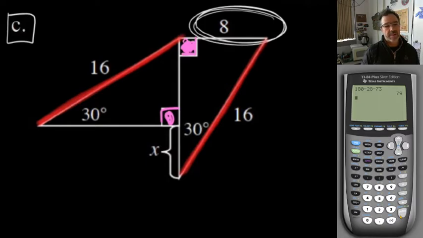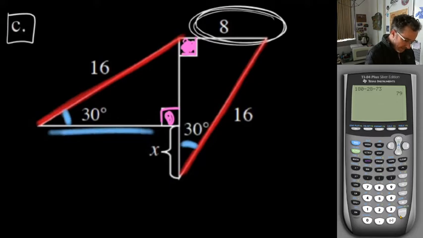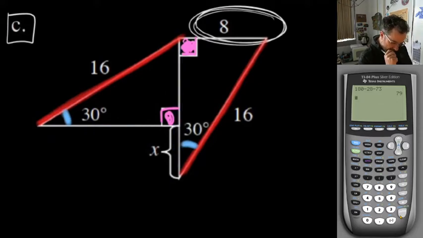I wanted to say side angle side because there is that 30-degree angle, right? So I could maybe go side and then angle, but I would have to know that this side right here is exactly the same as this side, and I don't know that.